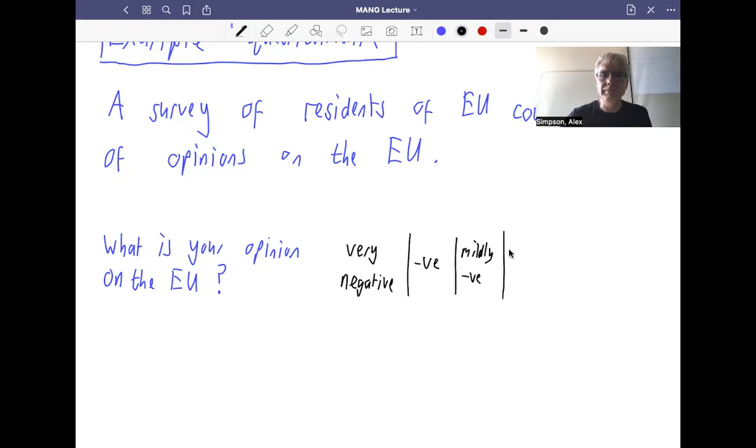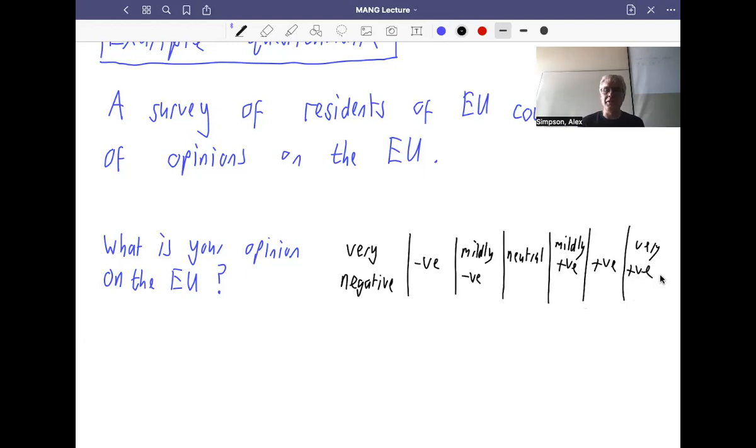Neutral. I'm a bit worried about space here, but we've got then mildly positive. So this is a shorthand for positive, positive, and very positive. So you'll all be familiar with questionnaires that give you this sort of range of possible answers to a question about what your opinion is on something.